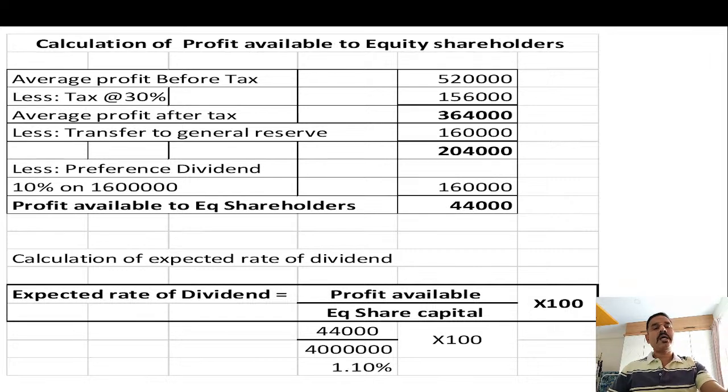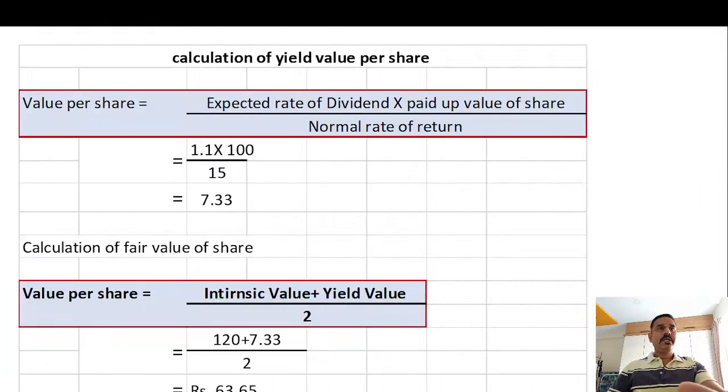On this basis, again you are calculating the yield value per share. Value per share equals expected rate of dividend into paid up value of shares divided by normal rate of return. So here you are considering the normal rate of return. Then you are calculating the value per share on the basis of yield value per share. That is 1.1%. You have to take directly 1.1 into 100 divided by 15. What is this 100? 100 is the paid up value of share, so you have to take it. Then this is the expected rate of dividend which you calculated in our previous slide, that is 1.1%, which we are directly mentioning as 1.1 only.